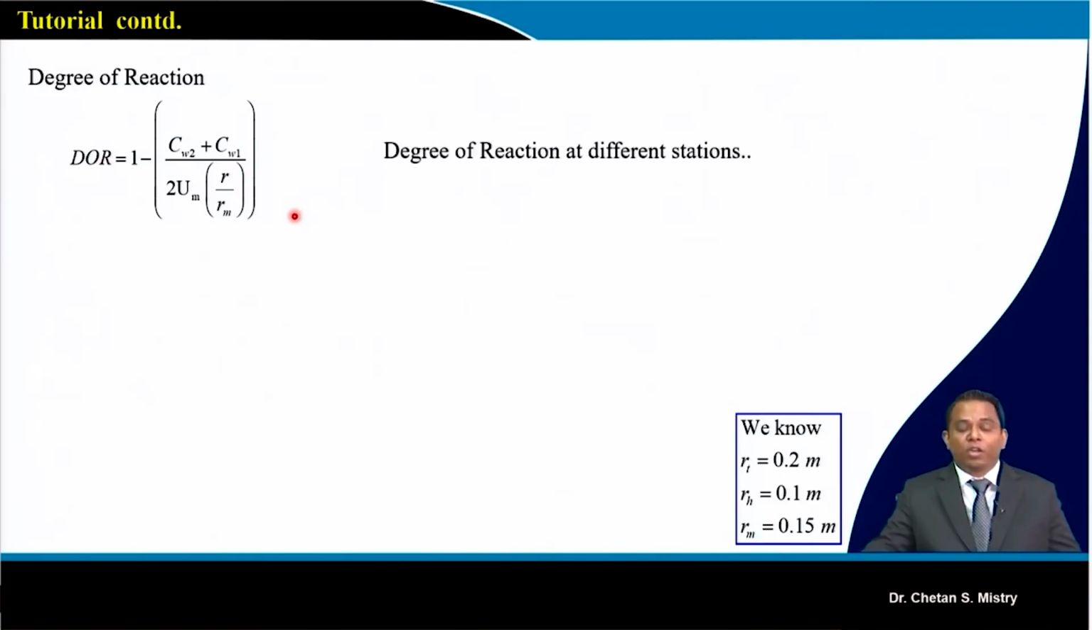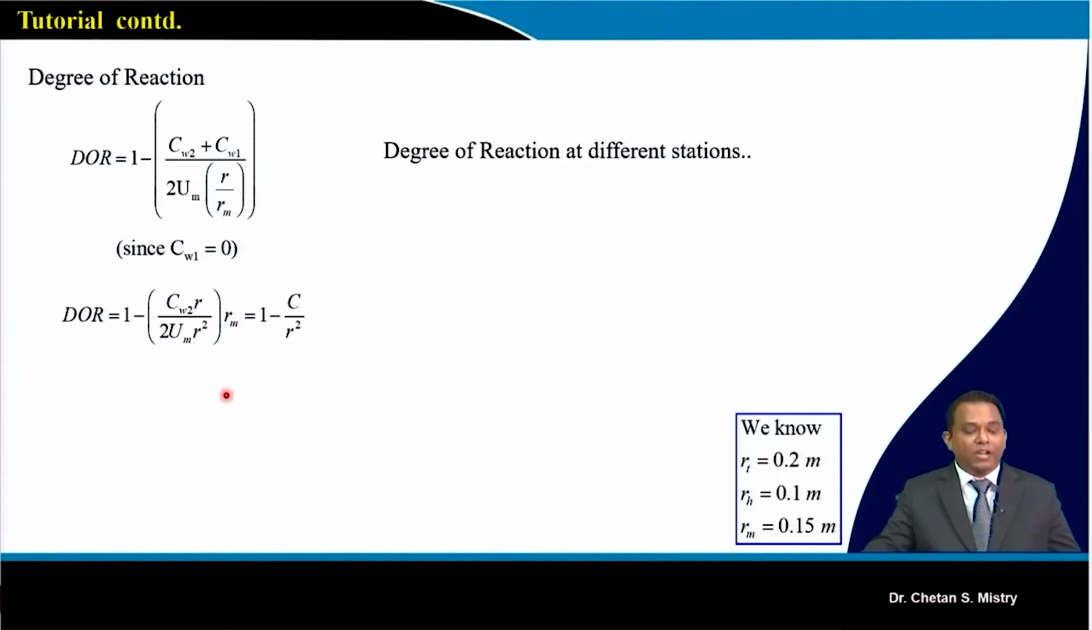Now what we are looking for is the variation of degree of reaction at different stations. So we can write this degree of reaction in a more simplified way. It is given by 1 minus some constant by R square. There is a reason behind calculating it this way. You can also straightaway do the calculation by putting CW2 at hub, CW1 at tip, and CW2 at tip. That way also you can do the calculation.